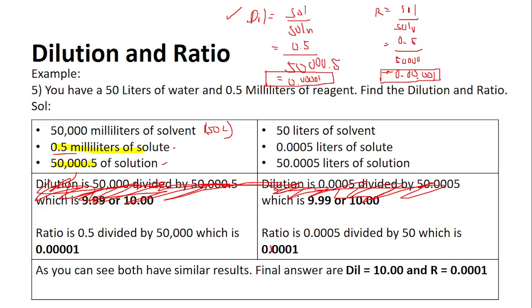Okay? So utron ta. Didi sa dilution, so didi ani kita sa left side. So ang solute naton 0.5 milliliters. Solution ta 50,000.5. So 0.5 divided by 50,000.5, you will get 0.0001. Amin ang dilution. Tama na yun na siya.